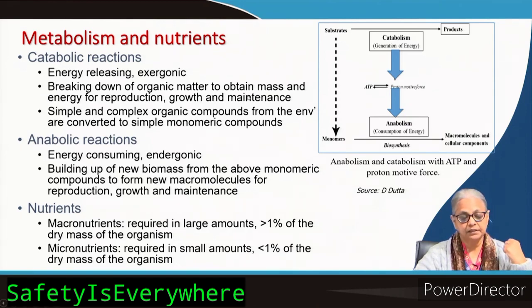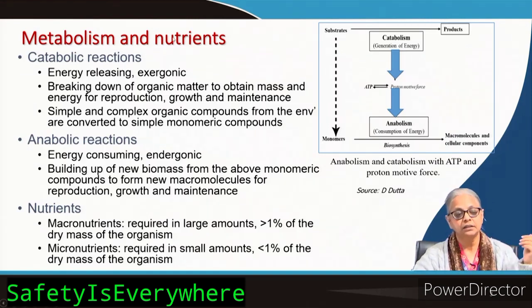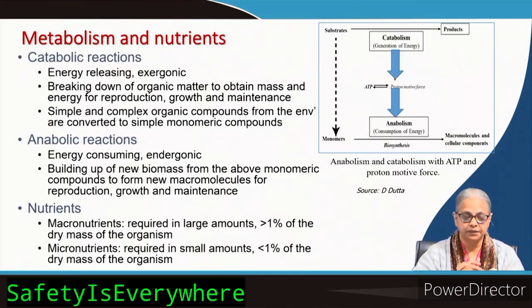Like I said, breaking down is necessary to obtain mass and energy for reproduction, growth, and maintenance, and anabolic reactions are used for building new biomass from the monomeric units that were generated in the catabolic reactions. So these are the two together. Metabolism is the combination of catabolic reactions and anabolic reactions. The two together is the metabolism of a particular organism.